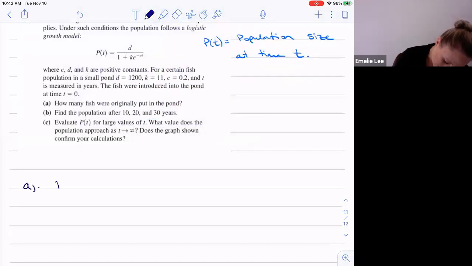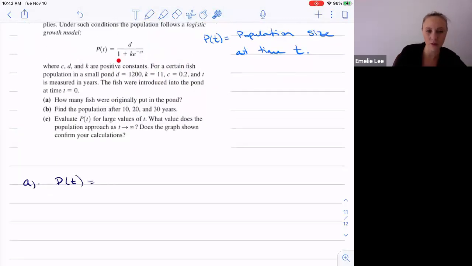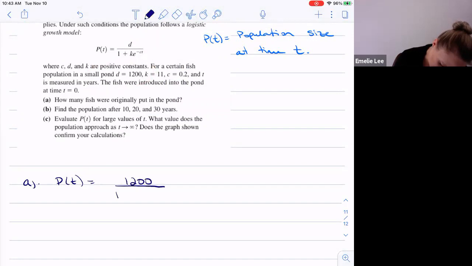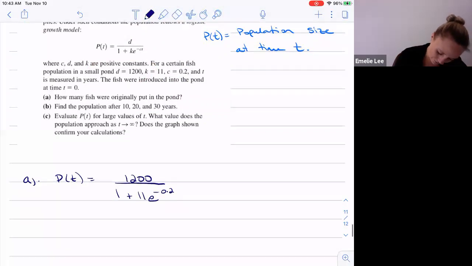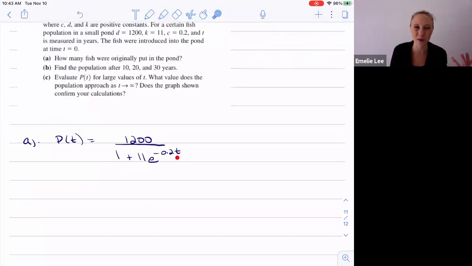So A, if P of t is, and I'm just going to plug in these constants so that I have it ready to go for this scenario. P of t is 1,200 divided by 1 plus K, which is 11, times e to the negative C, which is 0.2. And I'll just keep it general for now so that I can reuse it for the next problems because I'll probably need it.